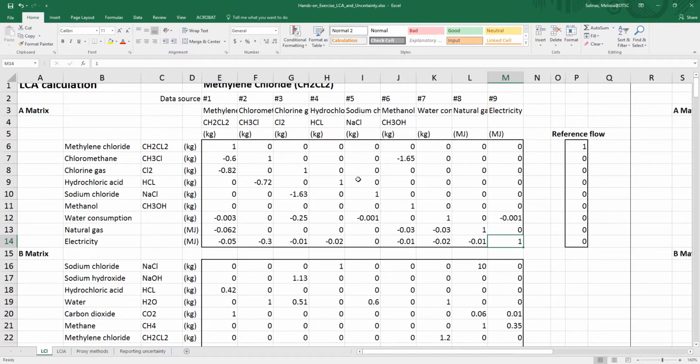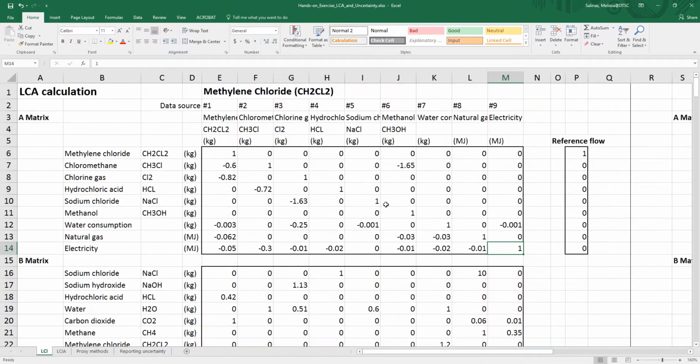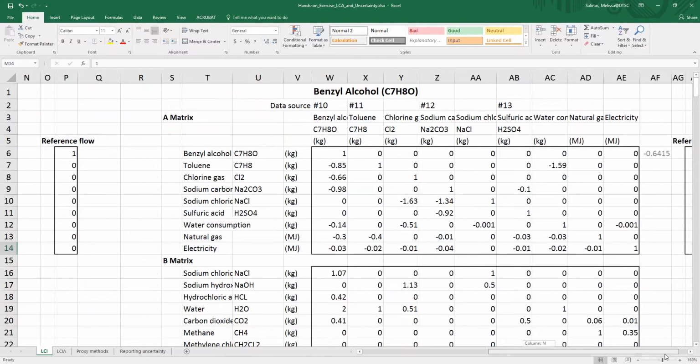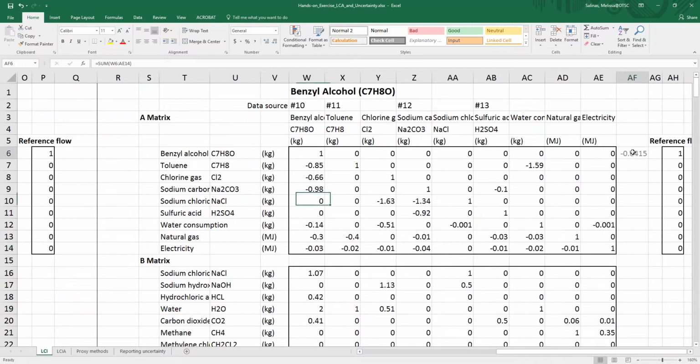Okay. Now you have your life cycle inventory for methylene chloride, but that's not the end. Scroll your screen to the right. There's another beast waiting for you. Here there's benzyl alcohol, and I will not give you instructions. I will let you calculate the life cycle inventory of benzyl alcohol using the example for methylene chloride.